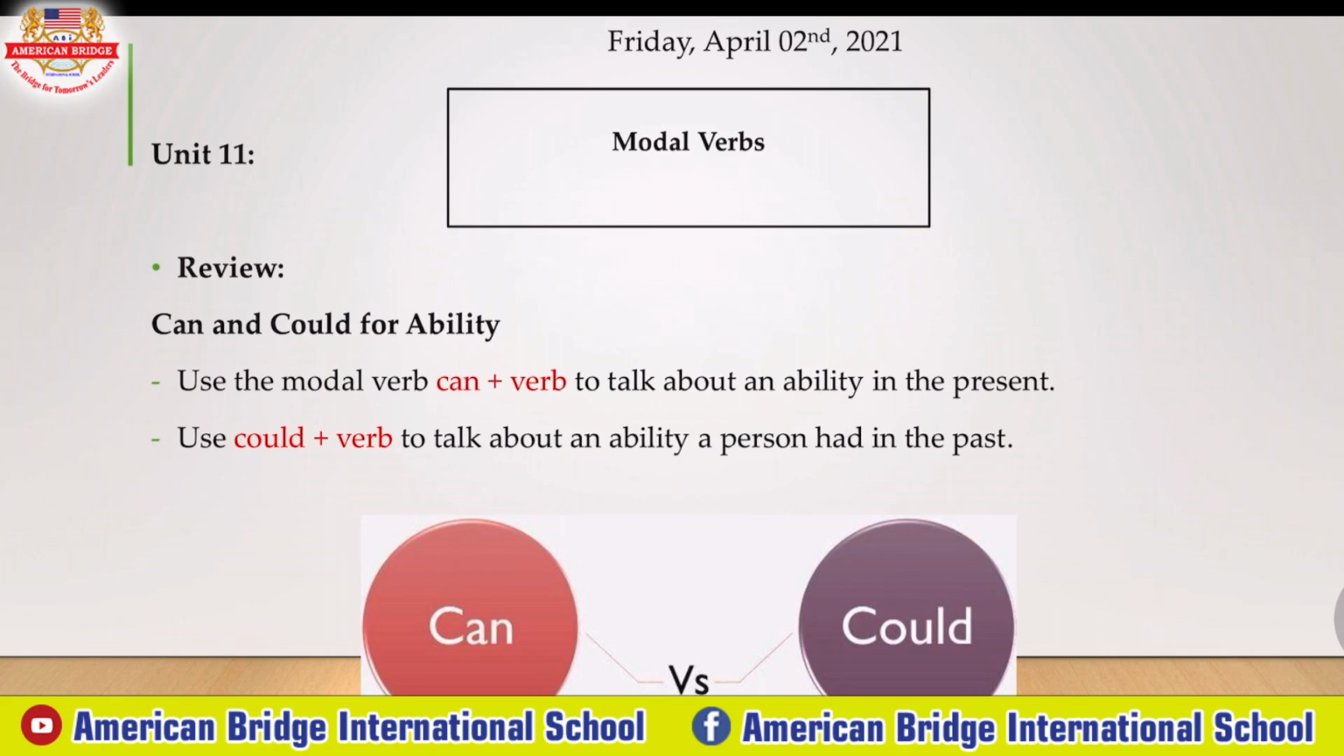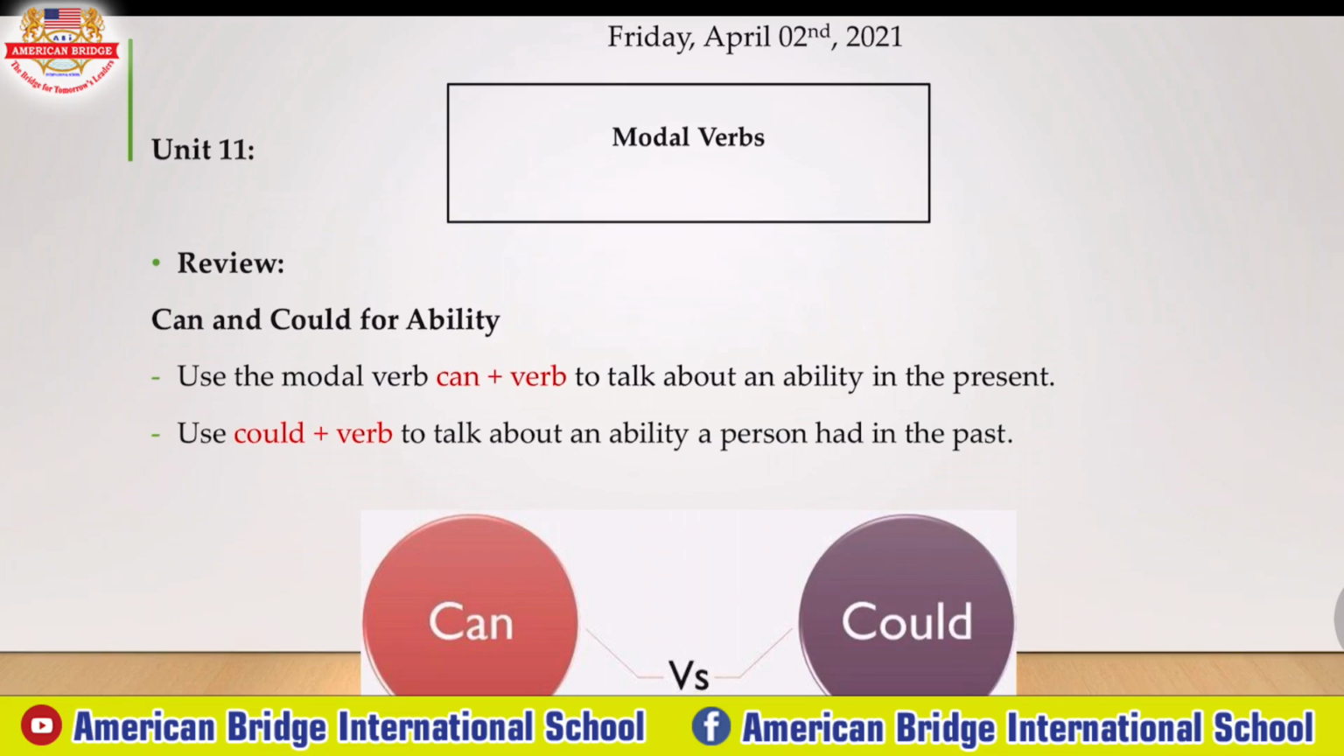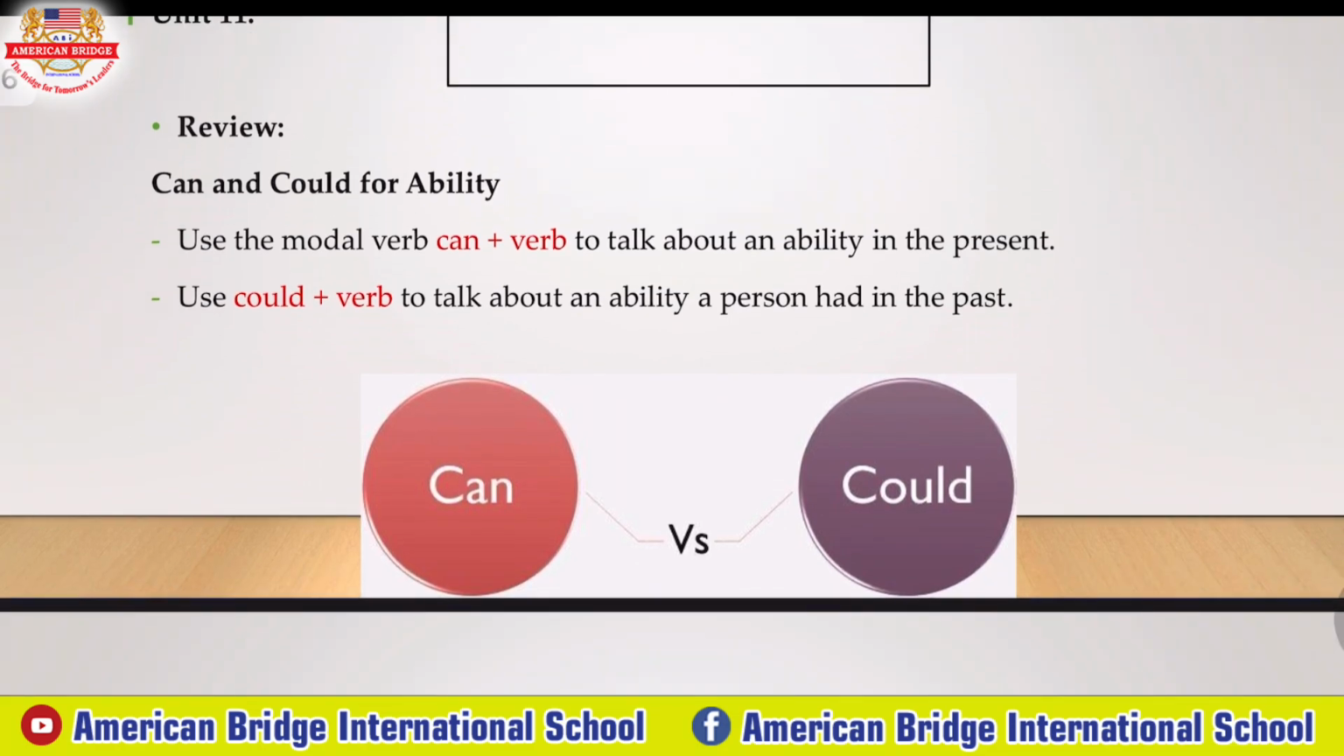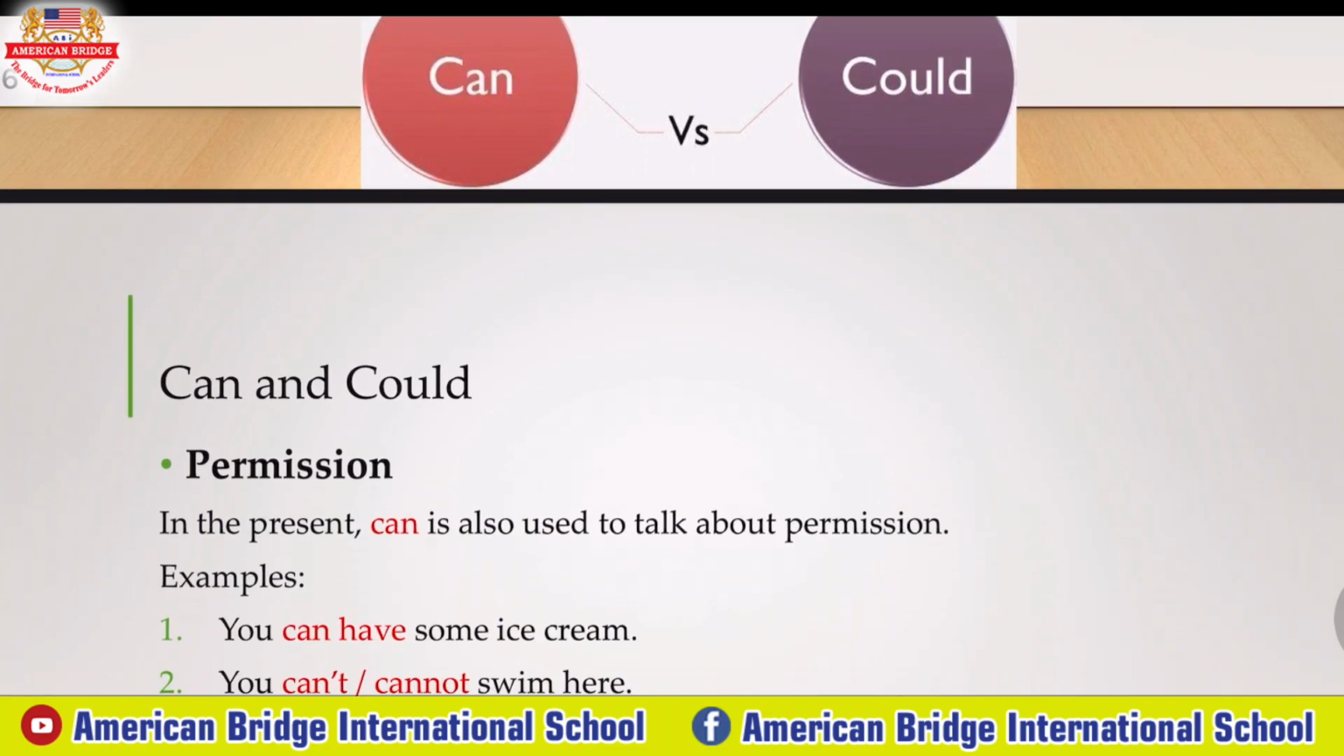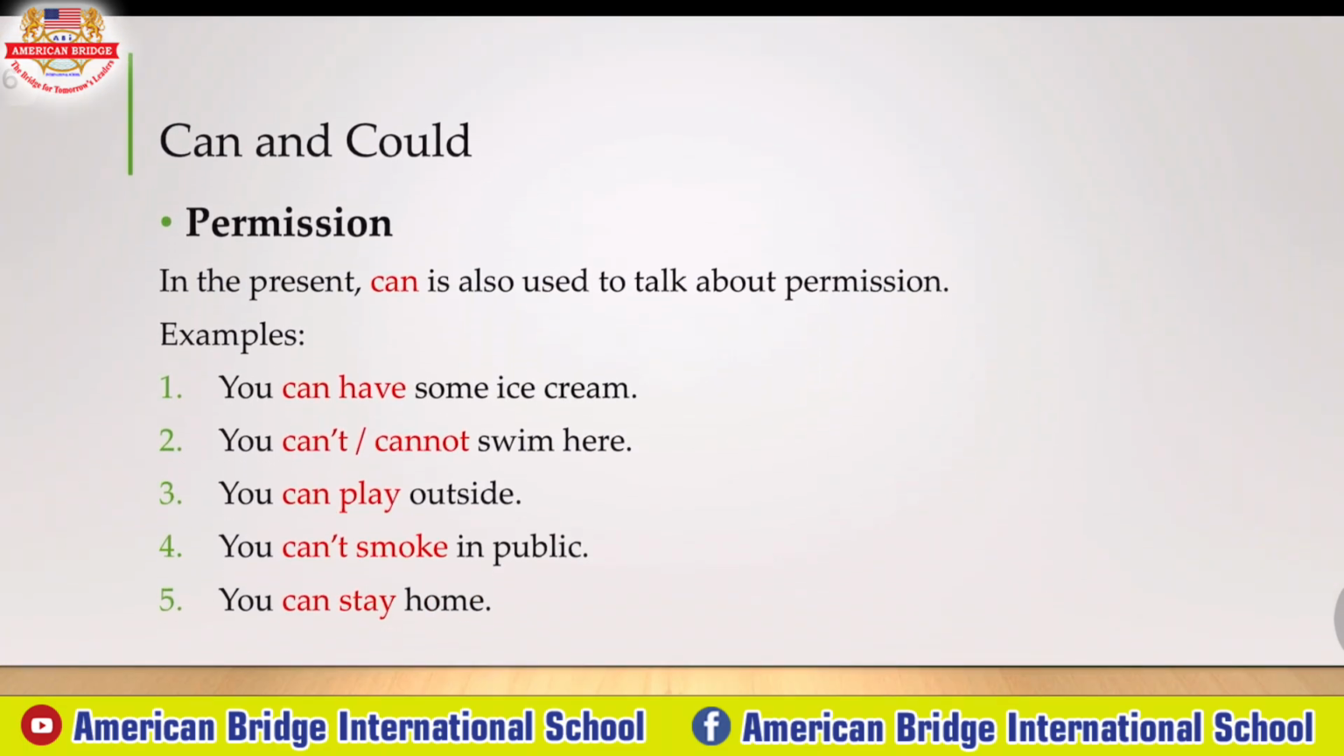But if you want to talk about an ability in the past, that ability is no longer in the present time. For example, I couldn't speak English, but now I can speak English fluently. Okay, so today we are going to continue with the modal verbs can and could, but this time about permission. In yesterday's video, we learned about can and could used for ability, but can and could can also be used for permission.